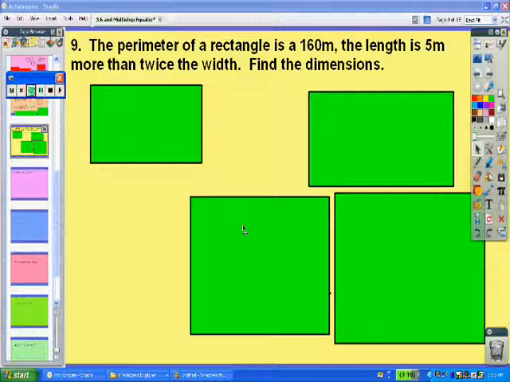Okay, last perimeter problem. The perimeter of a rectangle is 160 meters. The length is 5 more than twice the width. Find the dimensions. Alright, pause and then play when you're ready.